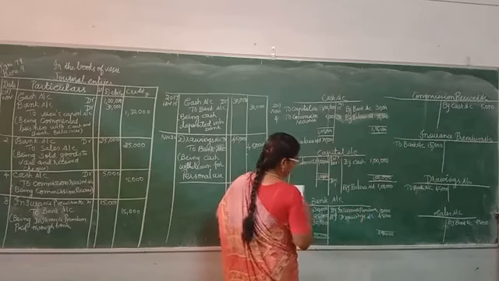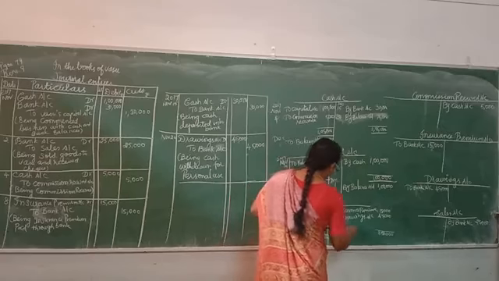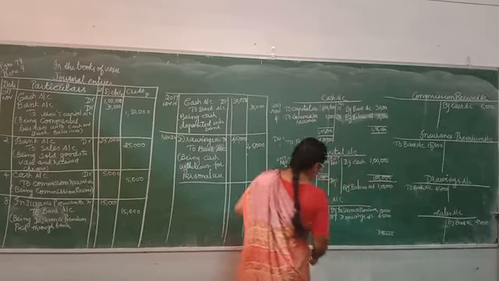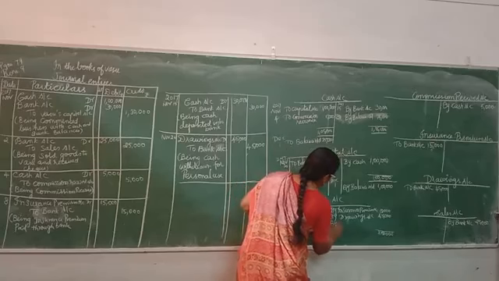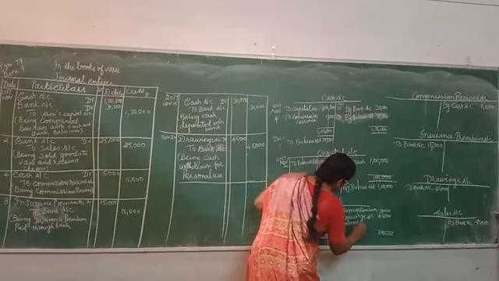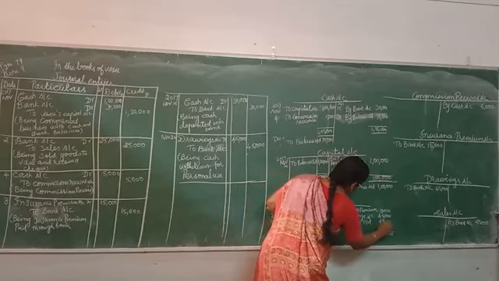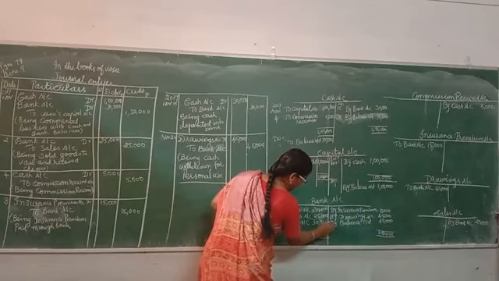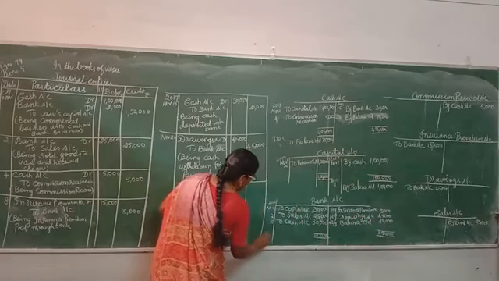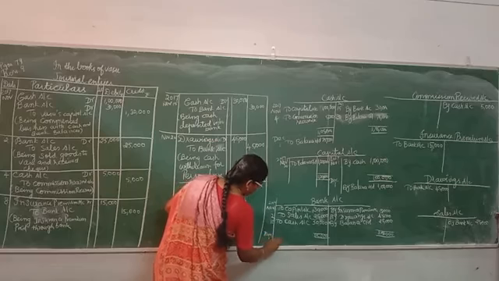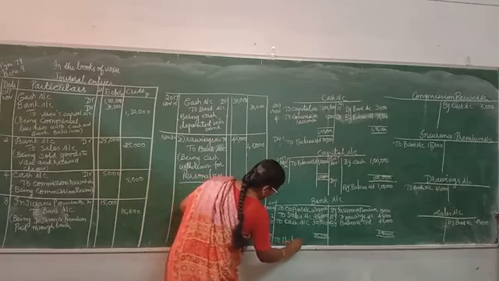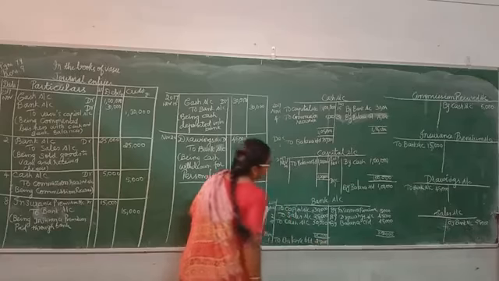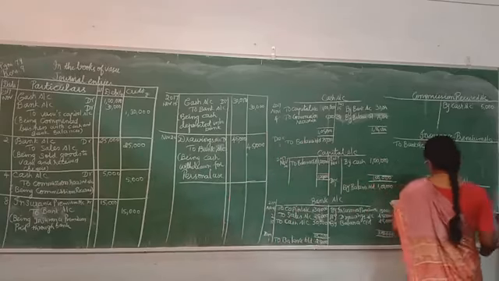Here what total is coming? Totally 15,000 plus 45,000. What is the total amount? 60,000. 60 minus 25 is the balance. Remaining money is 25,000. So what is the date? Date is the last day only, the 30th. Here December 1, to balance brought down 25,000.